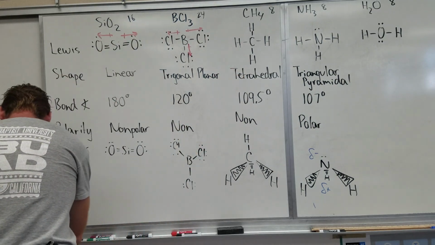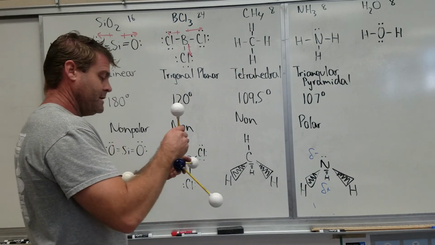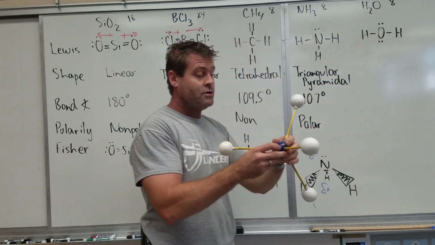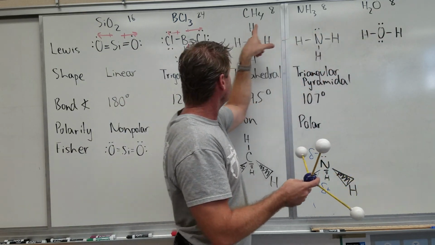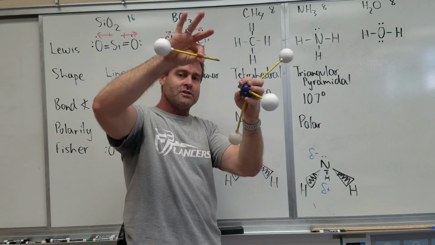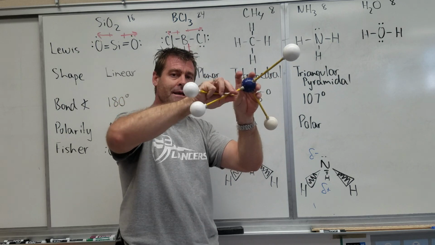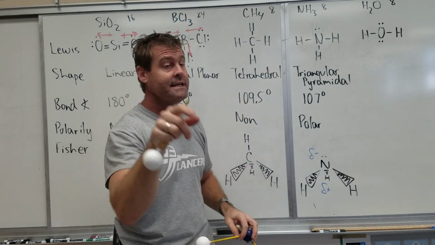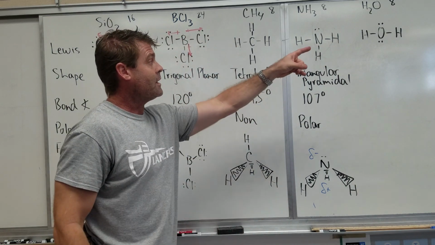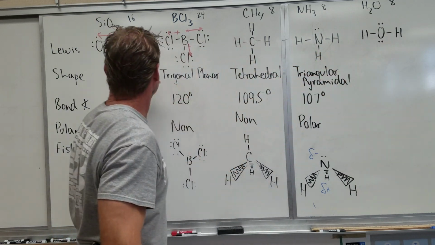Same thing. Should be tetrahedral, right? But what's the difference? It only has 2 shared pairs, and instead of 4 shared pairs, the other 2 are lone pairs. So I'm going to just take off a shared pair. So we have the same basic shape. You guys see that? Because I can see a lot of you would look at that, and if I ask you what's the shape, you're like, oh, that obviously looks linear.